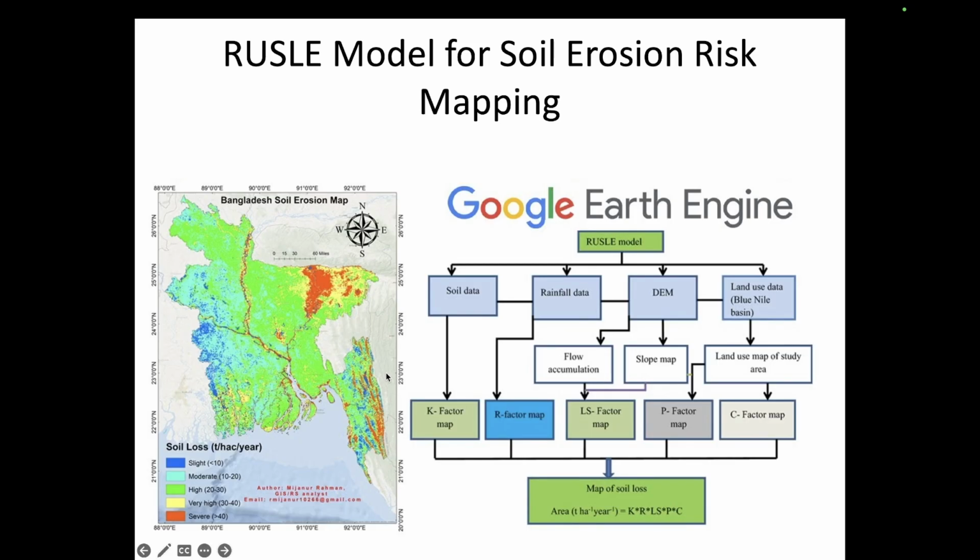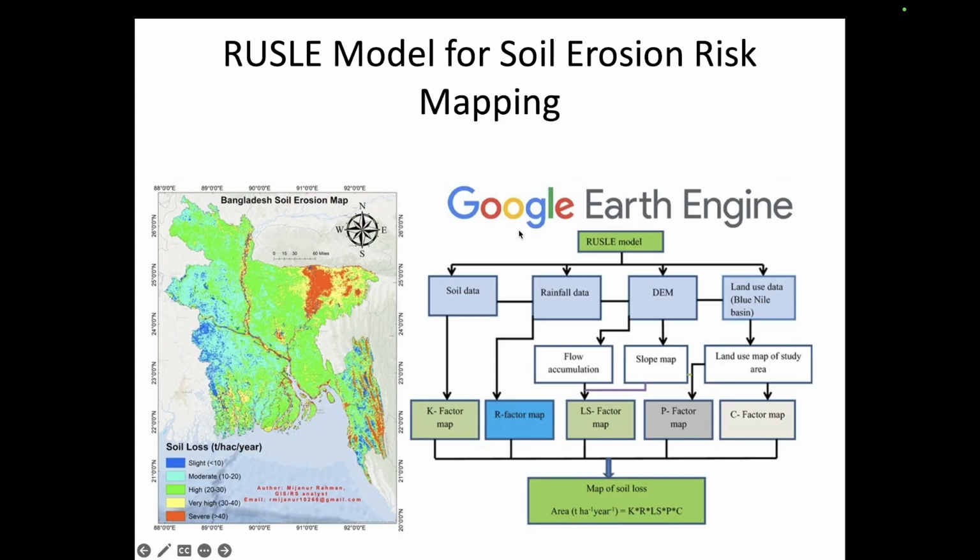In this map we can easily get an idea of where the high soil risks are. We can find out the high soil risk areas. You can see this red color, which means more than 40 tons per hectare per year. This is the unit, tons per hectare per year. And this yellow color and others indicate very high, then high, moderate, or slight.